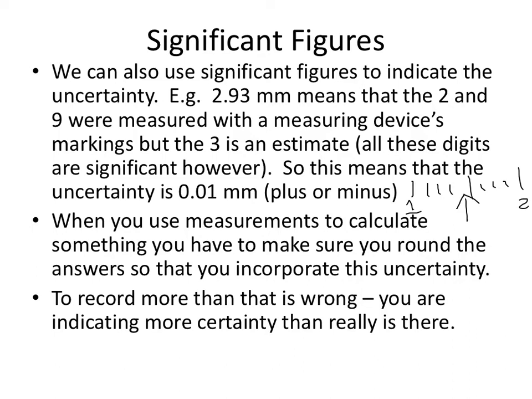When you use measurements to calculate something, you have to make sure you round those answers so you incorporate this uncertainty. In your calculator, of course, you're going to get the whole screen full of numbers. However, what you have to ask is, what did we start with? What kind of measuring device was used first of all? Was it a ruler? Was it a caliper, a very expensive, very accurate measuring device? And then secondly, how did I calculate those? Did I multiply them? Did I divide them?